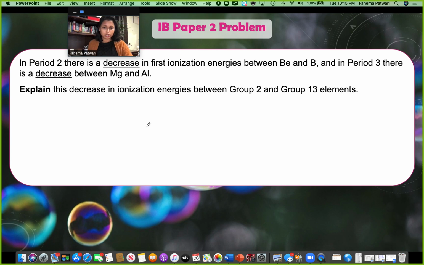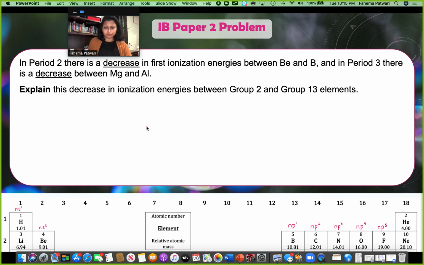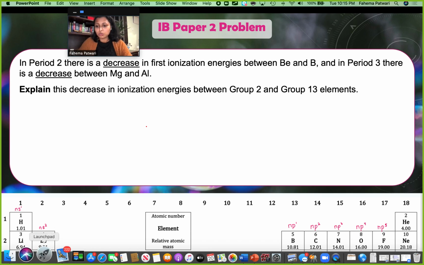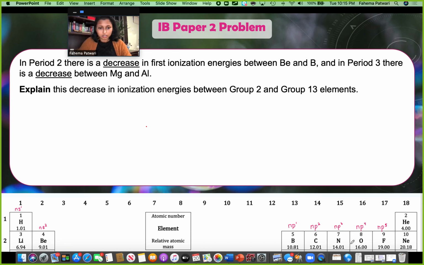So let's look at our periodic table. All right, so let's look at beryllium and boron. Just as a reminder, everything in this first family has 1 electron in the s orbital, right? So hydrogen has 1 electron in 1s. Lithium has 1 electron in 2s. Everything in this family has 2 electrons in the s orbital. So beryllium has 2 electrons in 2s.